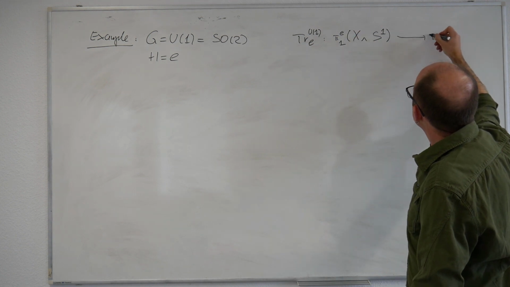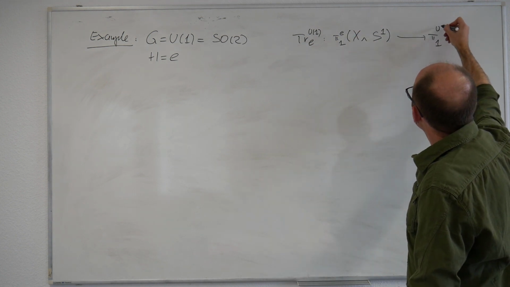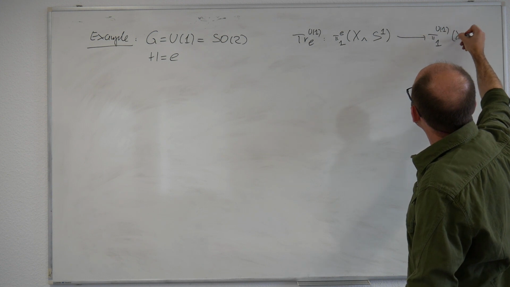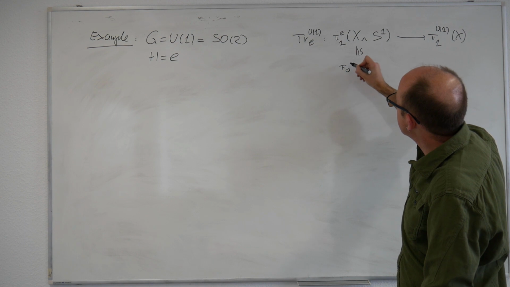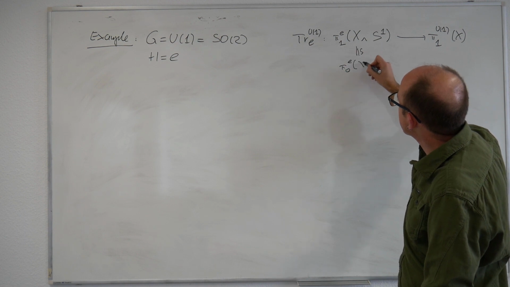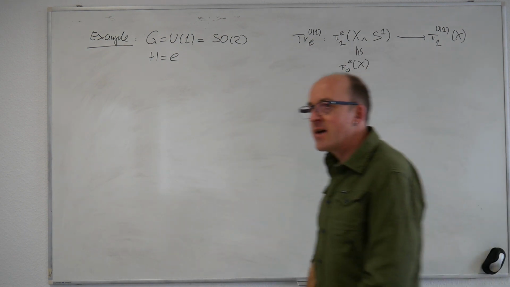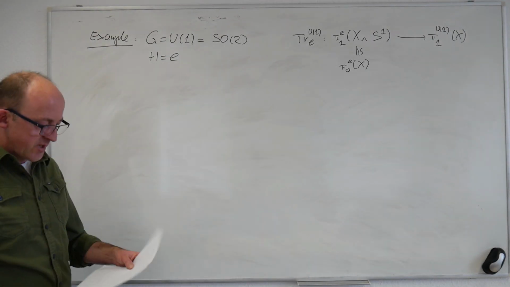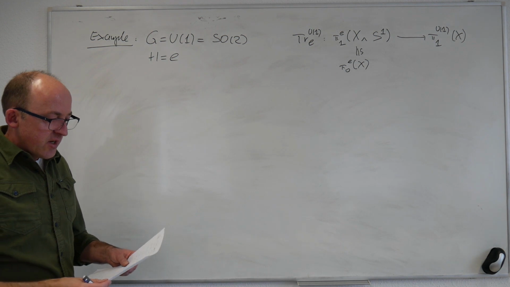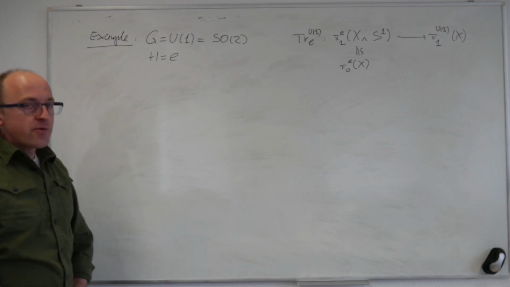And this would go to pi U(1) equivariant in dimension 1 of X. And this, via the suspension isomorphism, we can identify with pi 0 non-equivariant of X. And so this is an example where the dimension shifting transfer is really shifting the dimension because there's no twist in the representation. Okay, so now let's go through the construction.